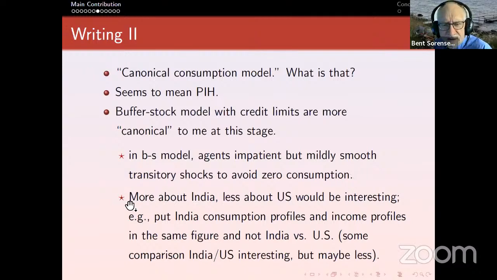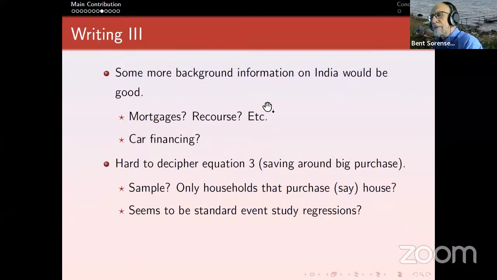And so in general, as I said, more about India and less about US would improve the paper. India consumption profiles, income profiles, and again, I worry a little bit about these income profiles for the young being very different from the income profiles for the older. So a third point: if this is written for a general audience, there's a lot of stuff we would like to know about.